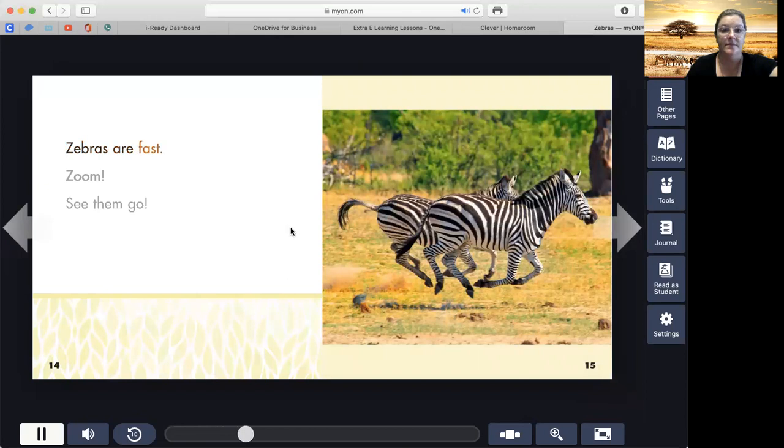Zebras are fast. Zoom! See them go. They are really fast. Wow. Look at that. When they run, all four of their feet can lift up off the ground. It almost looks like they're flying.